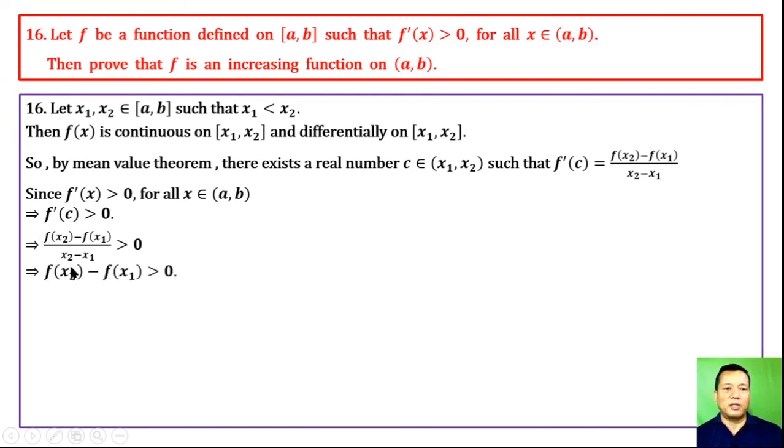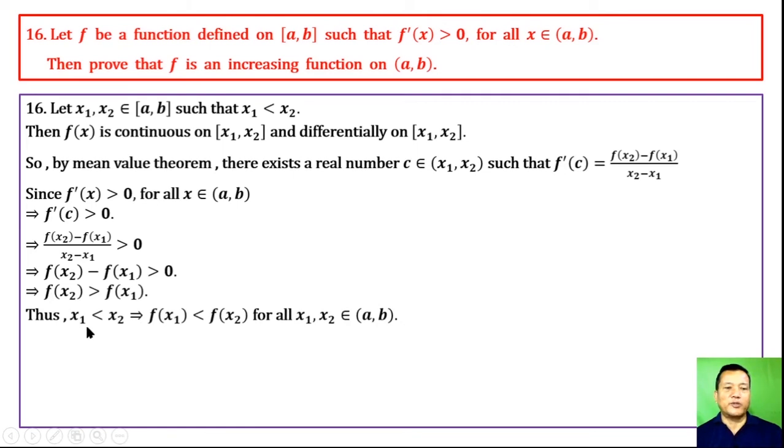that is, this. Transferring the denominator to this side, we get this, which shows that f(x2) is greater than f(x1). Thus x1 less than x2 implies f(x1) less than f(x2) for all x1, x2 belongs to open interval (a, b). Therefore f is an increasing function on open interval (a, b).